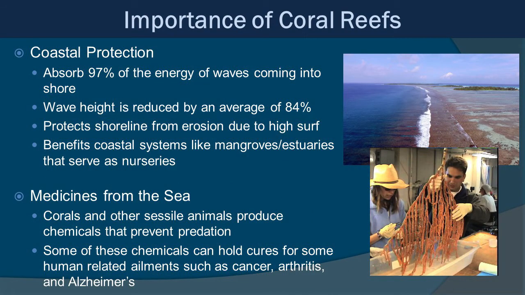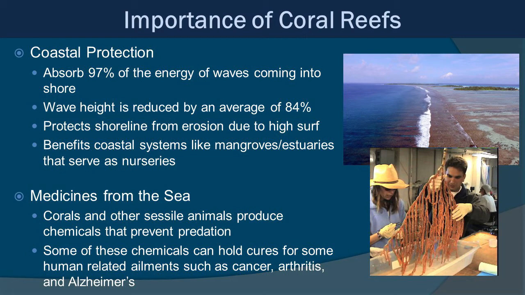Coastal protection is another important thing. Reefs in general absorb 97% of the energy of waves coming into the shoreline. So when you have a barrier reef system, for example, that's really going to be a protection for your shoreline. Wave height is also reduced by an average of 84%. This all protects shorelines from erosion. The benefits to coastal systems like mangroves and estuaries are really important, especially as they serve as nurseries.